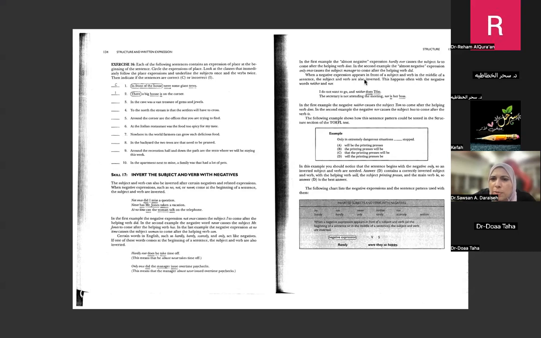When a negative expression appears in front of a subject and a verb, this is what we want to look at. In the first example, the negative neither causes the subject Tom to come after the helping verb does. And neither does Tom. In the second example, the negative nor causes the subject boss to come after the verb is. So they have and over here in the sentence.